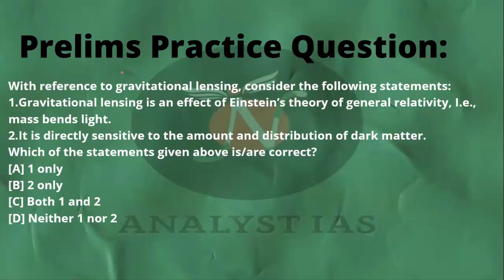A prelims based practice question for you guys is, with reference to gravitational lensing, consider the following statements. Gravitational lensing is an effect of Einstein's theory of general relativity, that is, mass bends light. Your second statement is, it is indirectly sensitive to the amount and distribution of dark matter. Your options are A, 1 only, B, 2 only, C, both 1 and 2, and D, neither 1 nor 2. You have to pick the correct combination from amongst these and put the correct option as your answer in the comment section.